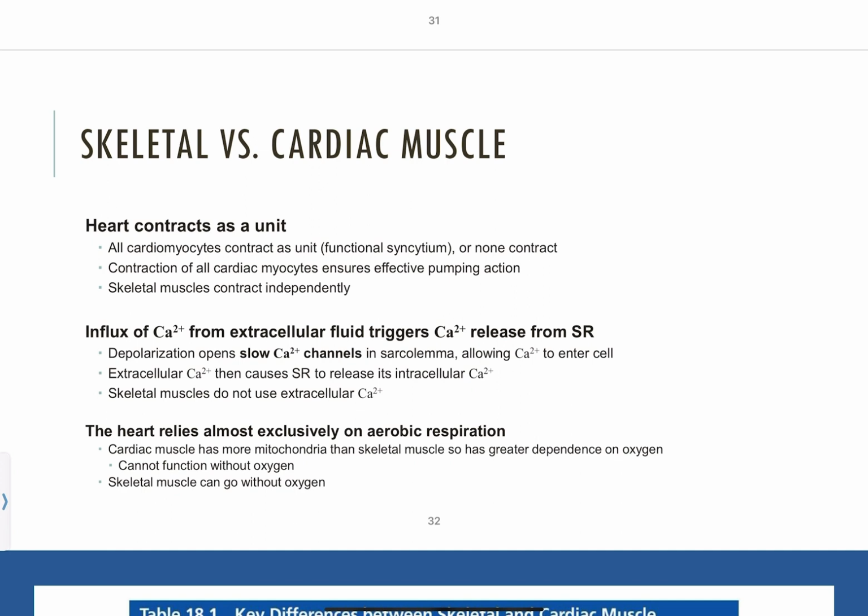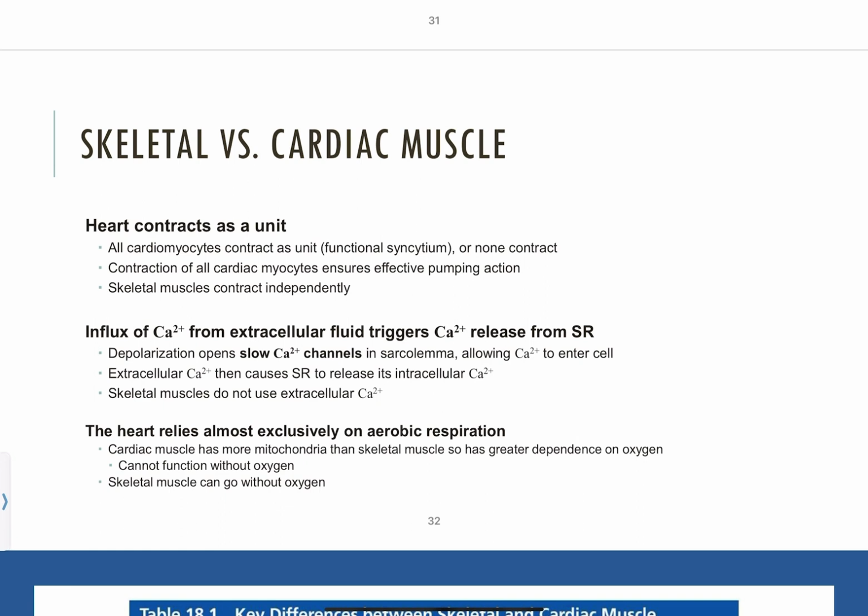Additionally, cardiac muscle contraction is going to rely on both intracellular and extracellular calcium. When we talked about skeletal muscle cells, our only source of calcium was our calcium storage bank, which was the sarcoplasmic reticulum. So we still have the sarcoplasmic reticulum releasing calcium, but we're also going to pull calcium from the extracellular space. The depolarization is going to open slow calcium channels, allowing calcium to enter from outside of the cell, which is then going to trigger the sarcoplasmic reticulum to release even more calcium. So this is a process that's not used by skeletal muscle.